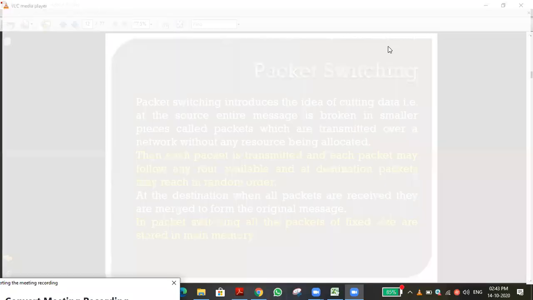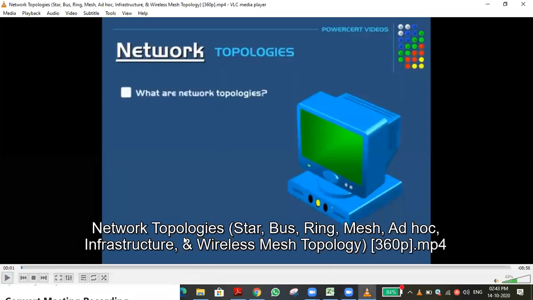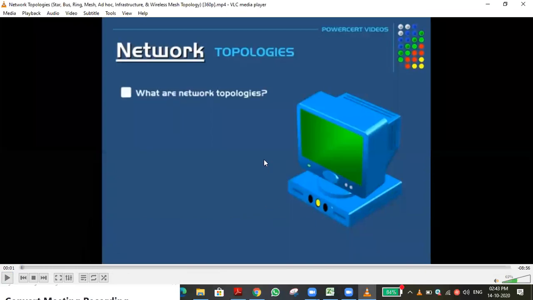Were you able to see the screen, the VLC screen? Yes, sir. So I will just maximize this one, and you can start to see this with audio.